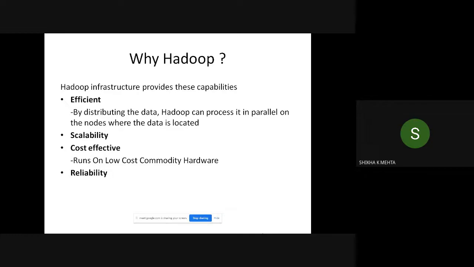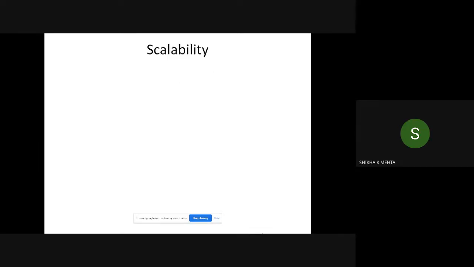So why Hadoop? Its infrastructure is very efficient, it can process the data in parallel on the nodes where the data is located, and it is highly scalable, cost effective, and very reliable. Let us understand how scalability and reliability are supported in Hadoop. It is a distributed file system, so we can have thousands of compute nodes. If we can have a large number of nodes, that means it is highly scalable.